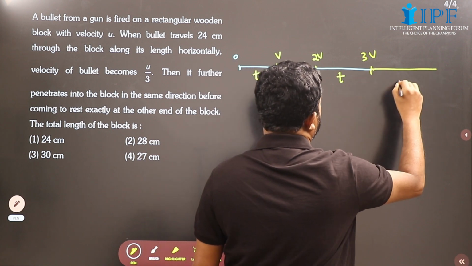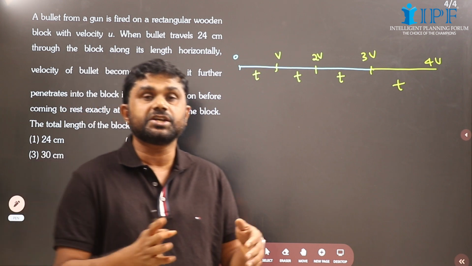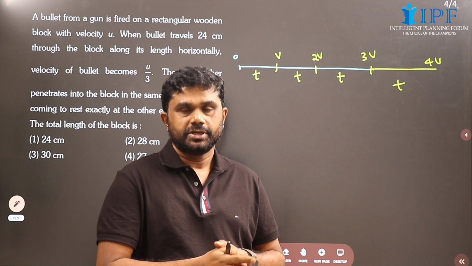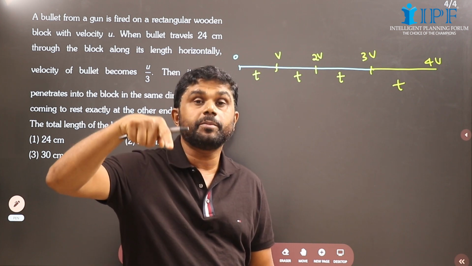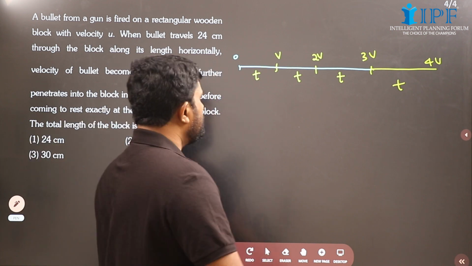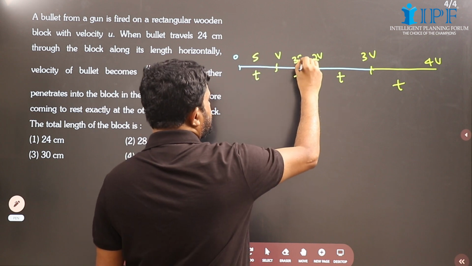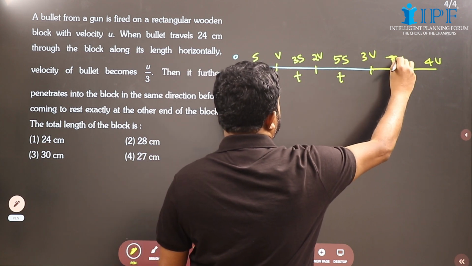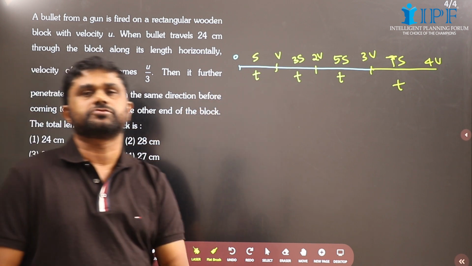Okay, after one more t, it becomes 4v. Means in every t seconds, velocity increases by v. Then the body is moving with a constant acceleration. Then the ratio of displacements, if it starts from rest, will be 1:3:5:7. Okay, so if this is s displacement, then this will be 3s, this will be 5s, this will be 7s, like that. Okay, ratio will be 1:3:5:7.